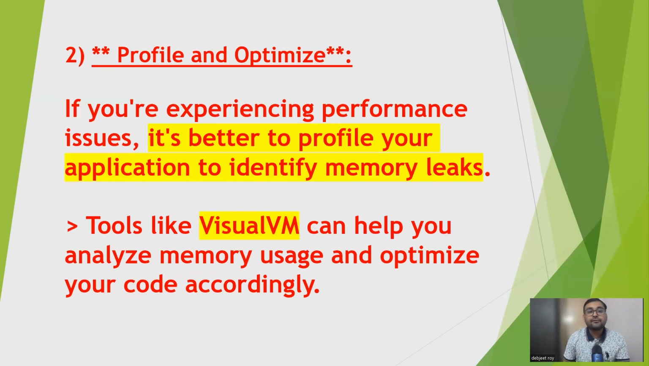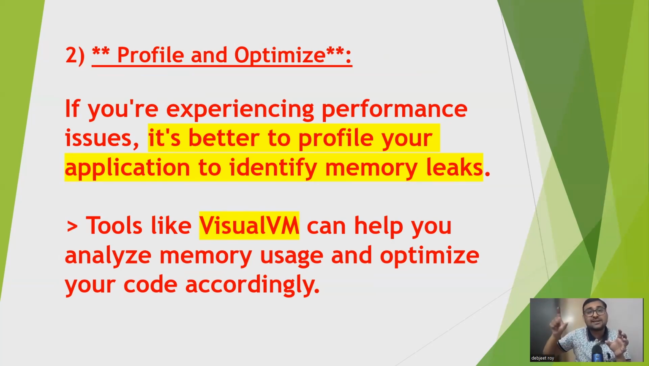The second point is profile and optimize. If you're experiencing a lot of performance issues, like out of memory issues or memory leakage issues, it's better to profile your application so you can see where memory leaks are happening. There are certain tools you can make use of, like VisualVM, with which you can exactly analyze which places the memory is leaking from.